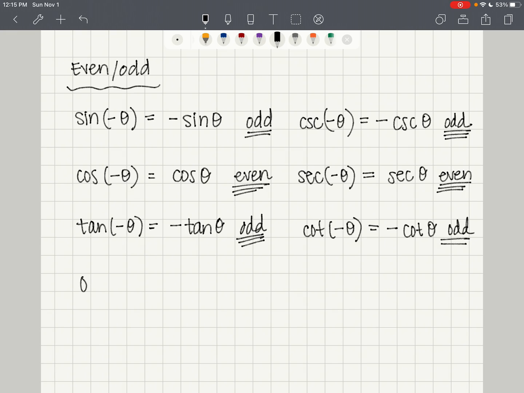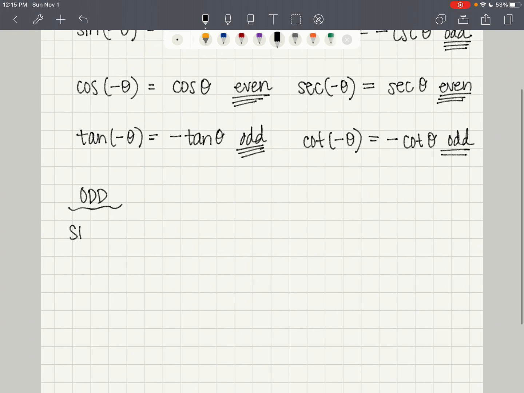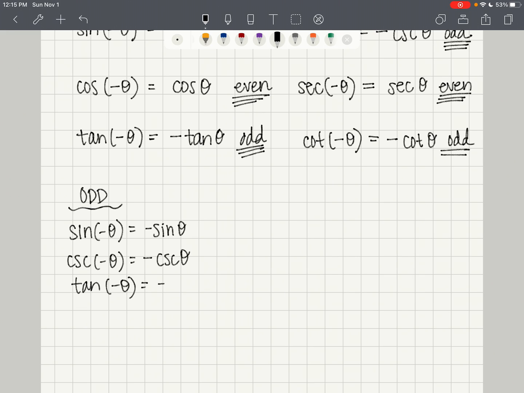So sometimes I'll group this by odd functions, and I'll say sine of negative theta equals negative sine of theta. Cosecant of negative theta is negative cosecant of theta. Tangent of negative theta is equal to negative tangent of theta. And cotangent of negative theta is negative cotangent of theta.